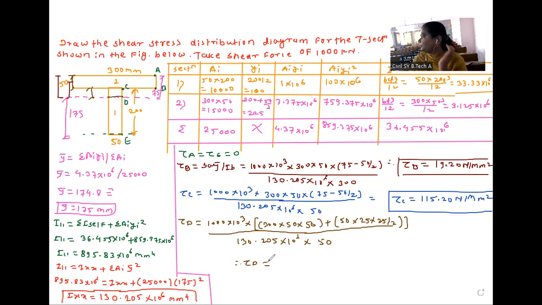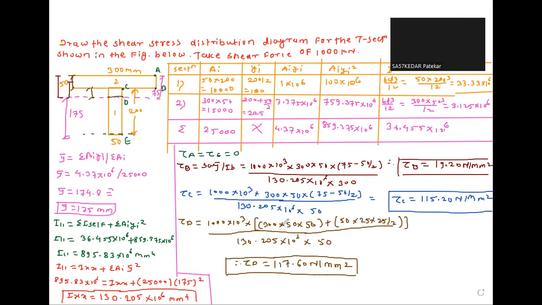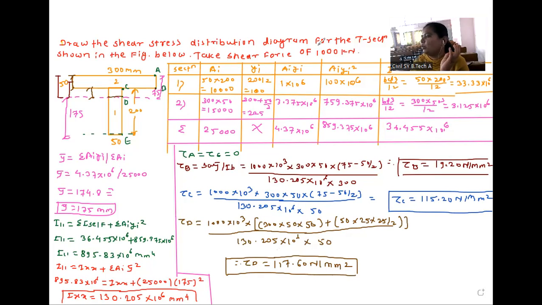Yes, tau D. It should be greater than tau A, B, C. Tau D is 117.660 Newton per mm square. So please remember, shear stress at the neutral axis is always maximum compared to other locations. If your answer is less than at other locations, then you have made some mistake. So here shear stress at the neutral axis is 117.660.